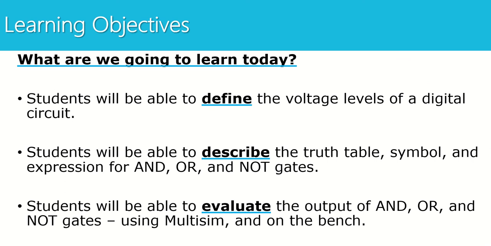By the end of this video, I hope that you will be able to define the voltage levels of a digital circuit. I hope that you'll be able to describe the truth table, the symbol, and the expression for AND, OR, and NOT gates, and that you'll be able to evaluate the output of AND, OR, and NOT gates using Multisim and on the bench. Now this last bullet here will be covered in 2 separate videos that you can find on my YouTube channel.